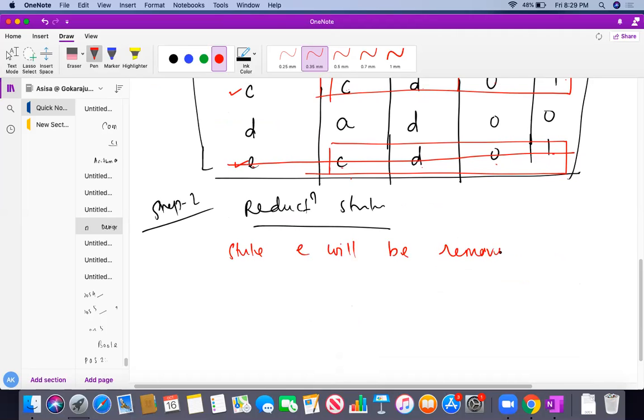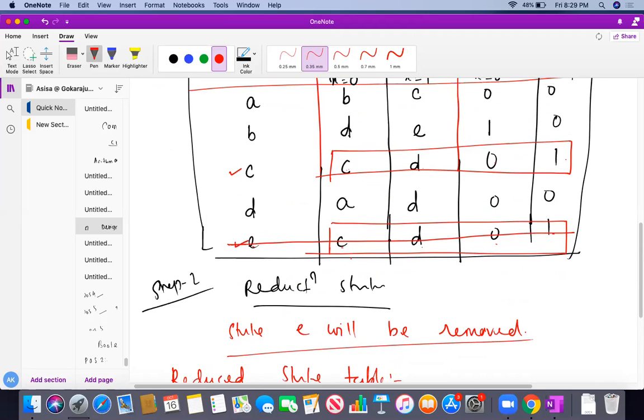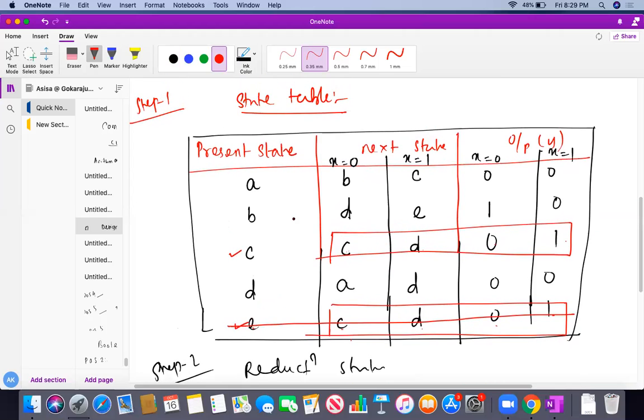So now what is my reduced state table? You can draw the reduced state table now. After removing this, we can have the reduced state table. E will now be exchanged with C, because C and E are the same. So wherever E is present, just change it to C. Do you all understand now what you need to do?